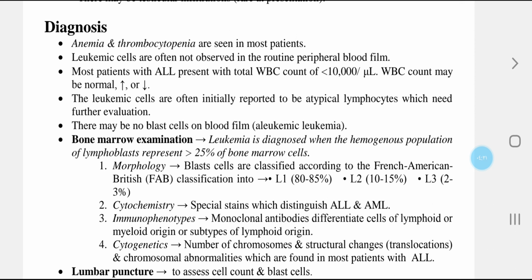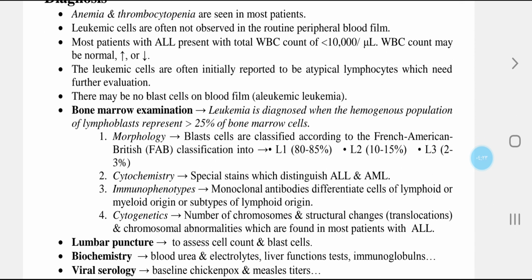According to cytochemistry, special stains distinguish acute lymphoblastic leukemia and acute myelogenous leukemia. Immunophenotypes, where monoclonal antibodies differentiate cells of lymphoid or myeloid origin or subtypes of lymphoid origin. According to the cytogenetics, number of chromosomes and structural changes, that is translocations, and chromosomal abnormalities, which are found in most patients with acute lymphoblastic leukemia.